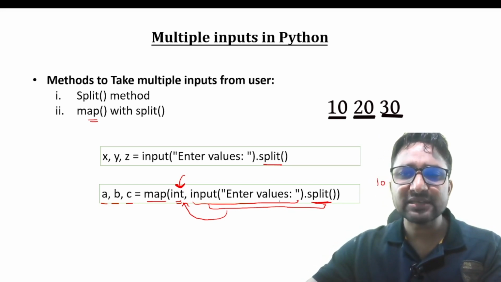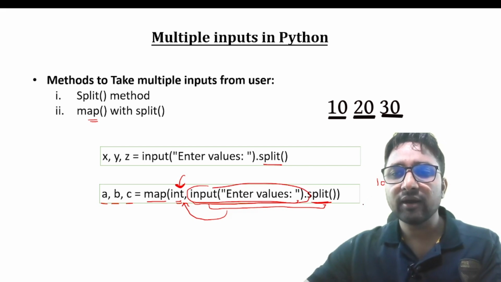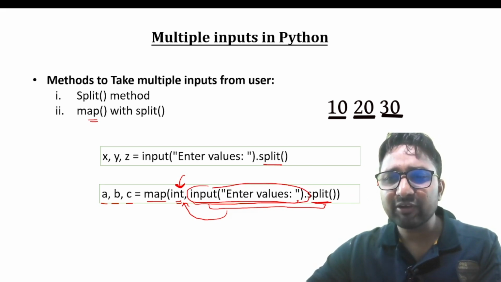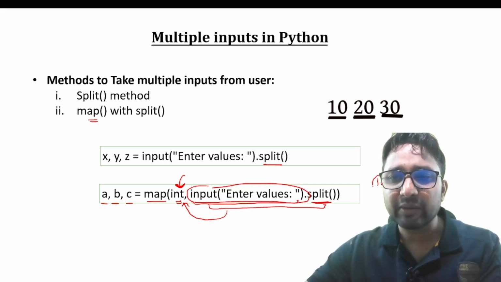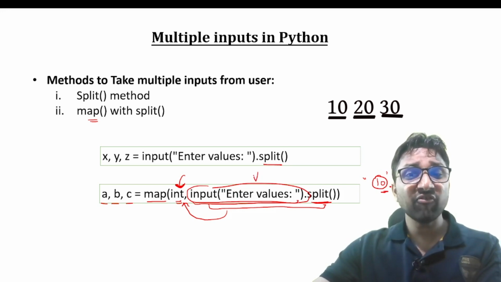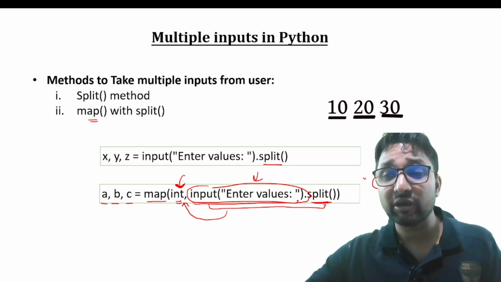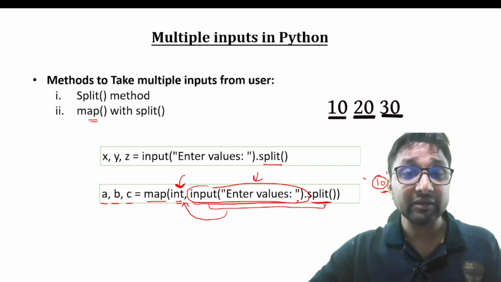If I give this input, it will be split wherever the space is. So one input, second input, third input, and initially these will all be strings, because we know that the input function always takes input as a string only, but this will be converted into integer.